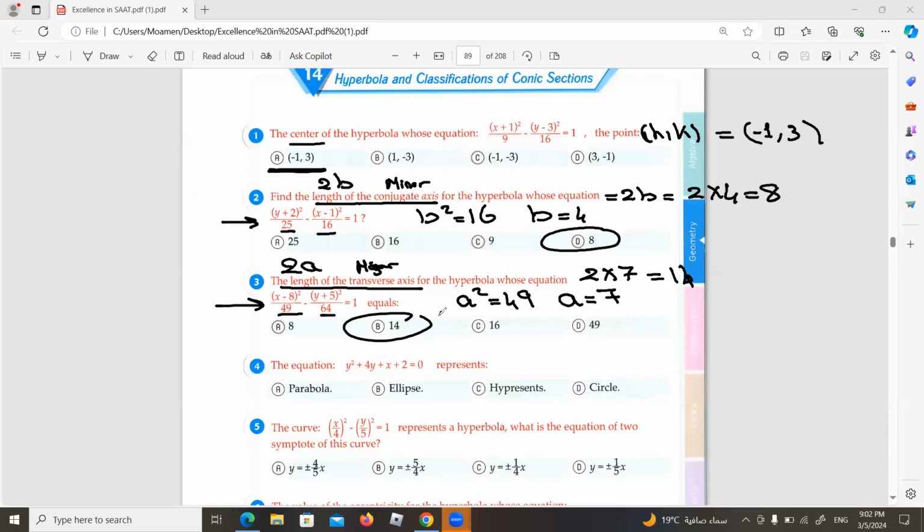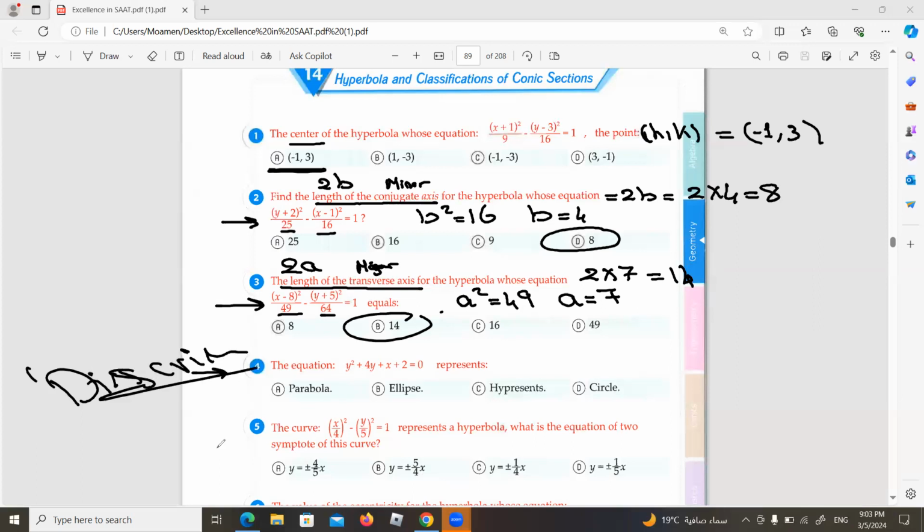We talk about the length of the minor, the length of the major, and now we talk about the length of the conjugate and the length of the transverse. Okay, we are going to number 4. In number 4, they give me an equation like this. What does it represent? Oh, we will use the discriminant.